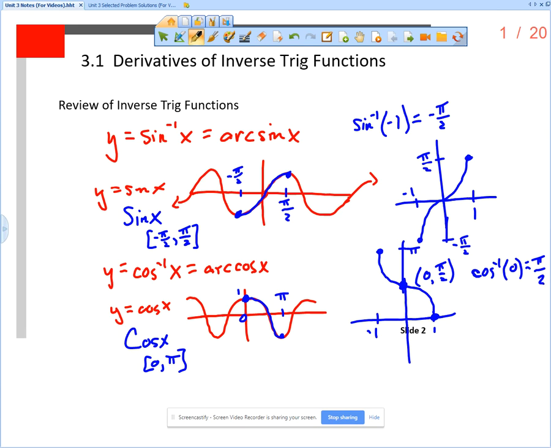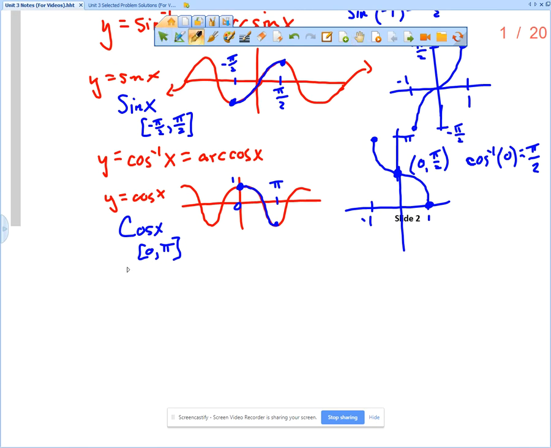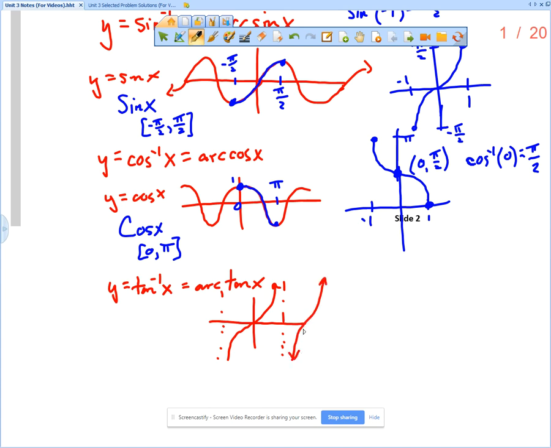All right, so that's inverse sine, inverse cosine. All right, and then also we should recall inverse tangent. So y equals inverse tangent of x, which could be arc tangent of x. All right, so if we look at the graph of the tangent function, we get this, which has an asymptote at pi over 2 and negative pi over 2, but then remember it's periodic, so the same thing continues, right? So we have this, right?